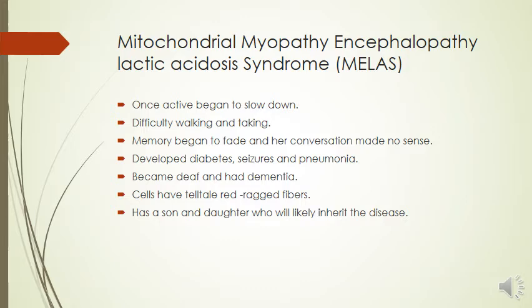Her condition worsened, and she developed diabetes, seizures, and pneumonia, and became deaf and demented. Finally, she was diagnosed with MELAS, which stands for mitochondrial myopathy, encephalopathy, lactic acidosis syndrome. Her muscle cells had the telltale red ragged fibers, and she died. She had a daughter and a son, and because this is a mitochondrial disease, both her son and daughter will likely develop the condition in the future.